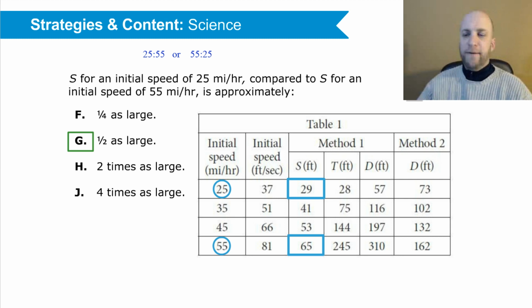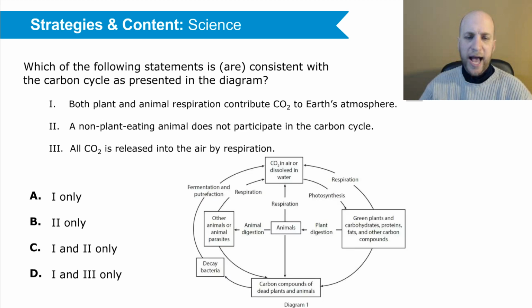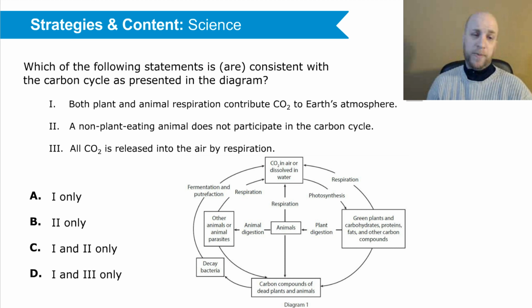All right, and finally, let's take a peek at one last one. We have this giant visual here with a couple Roman numerals. Which of the following statements are consistent with the carbon cycle as presented in the diagram? Naturally, I'm going to take some time to figure out that an arrow means it's traveling from one spot to another.